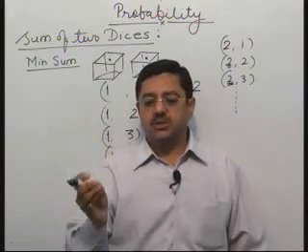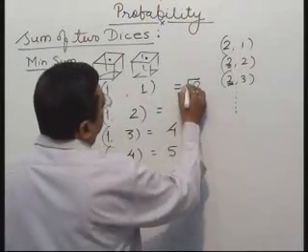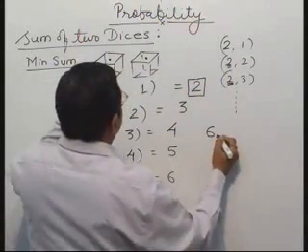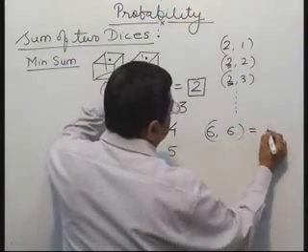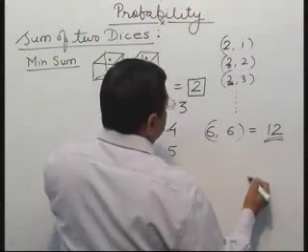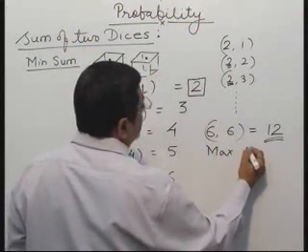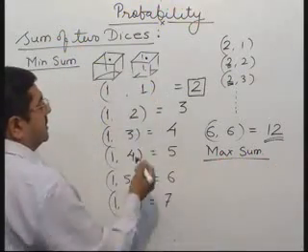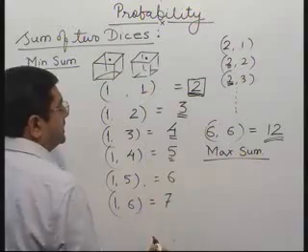इसको sample space बोला जाएगा. So what is the sum? Sum minimum कितना है? 2. And what is the maximum sum when the first die shows 6, the second die also shows 6, 6 plus 6, it is 12. This is the maximum possible sum with the two dice. Now what is the probability of getting this? 2 सम आने की, 3 सम आने की, 4, 5, 6, 7.